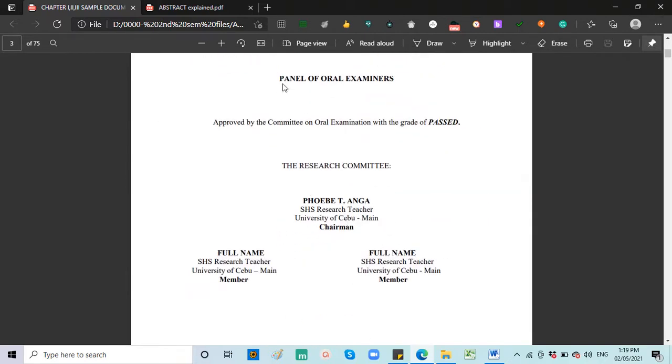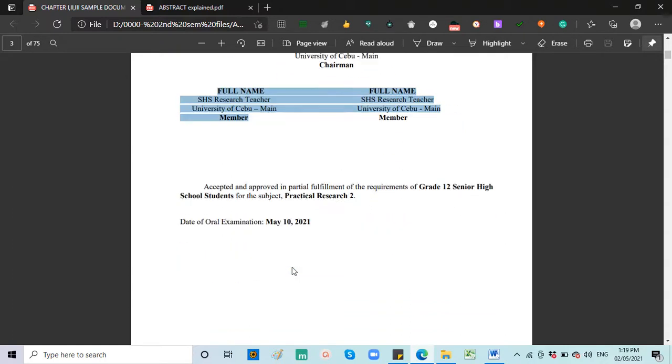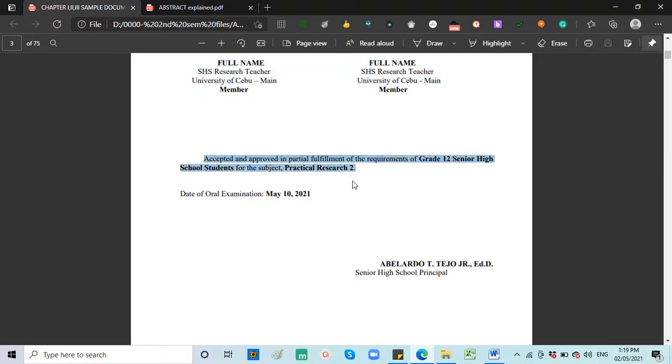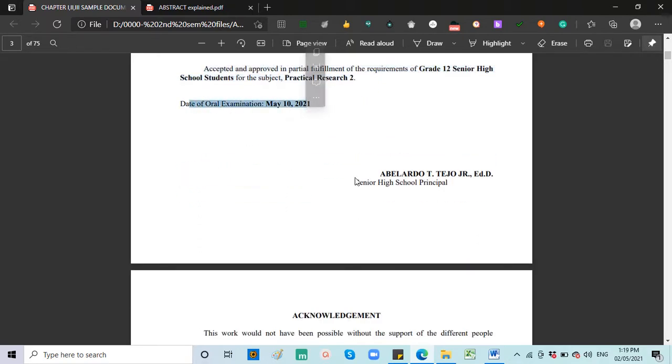Page 3 is the panel of oral examiners. So, ibutang din hino, the chairman should be there, and kung kinsa man gani ang critic sa inyong paper, include it there. You can ask the name of the panel on the day, sa inyong oral defense, and then this one, or date of oral exam, the name of our school principal.